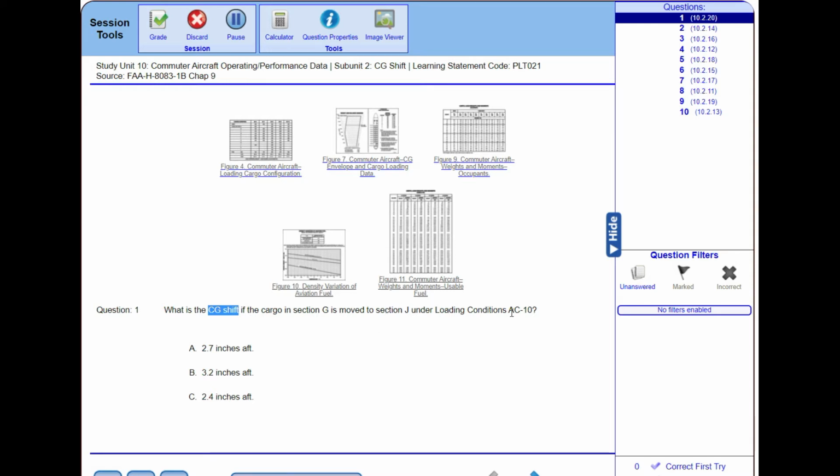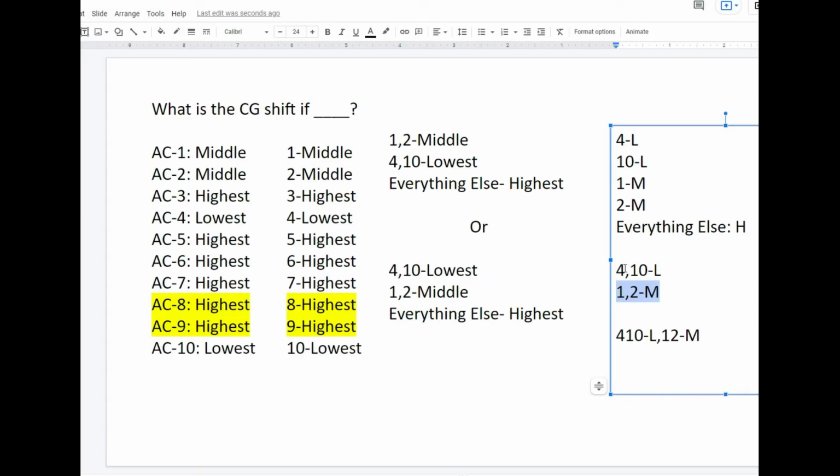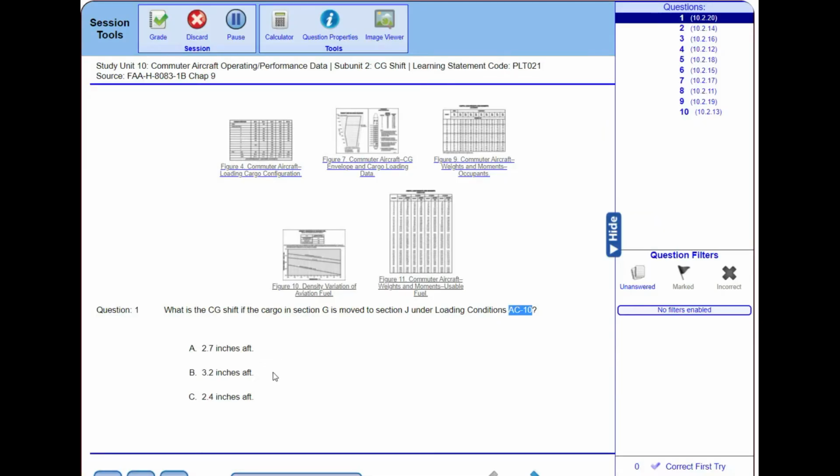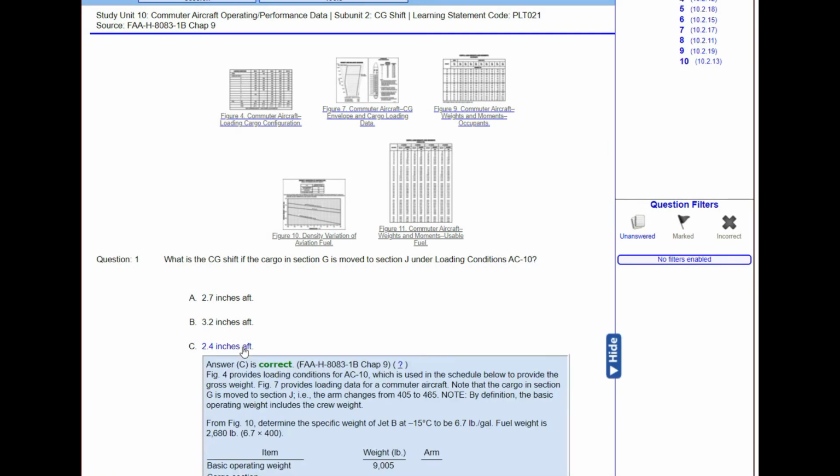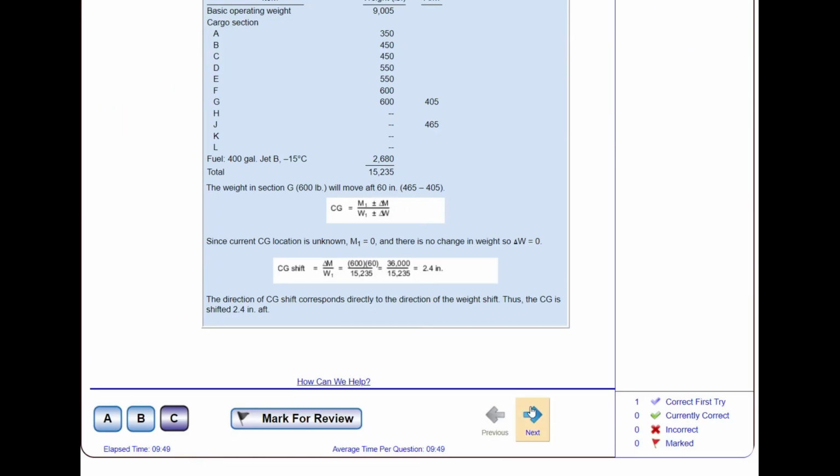So this first one asks about AC10. If you remember, 4 and 10 and 1 and 2 were our specials. So 4 and 10, L being lowest, we're going to look for the lowest number value here. 2.4 is the lowest of the three, so that will be our correct answer choice.